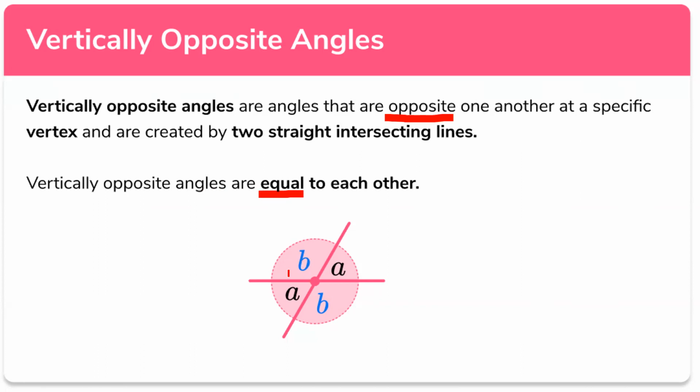And so that means that this one here is B, and this is B. They are equal. They are vertically opposite each other. Another pair of vertically opposite angles that we have is A and A. They are vertically opposite angles right there, and so both of them are equal to each other. That's what we mean by vertically opposite angles: they are opposite each other and they are equal to each other.